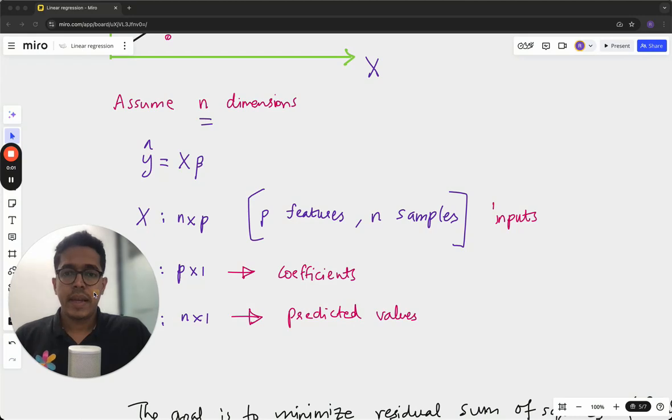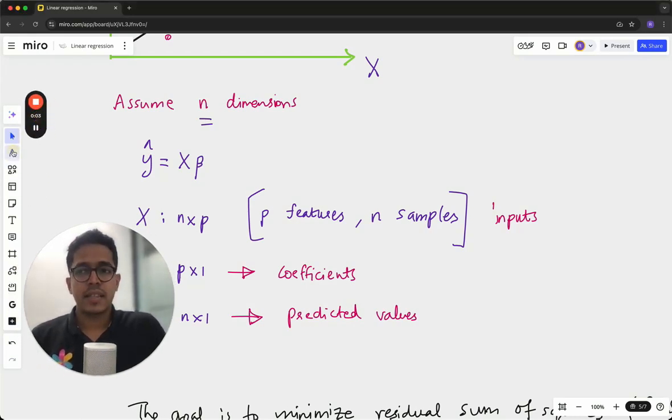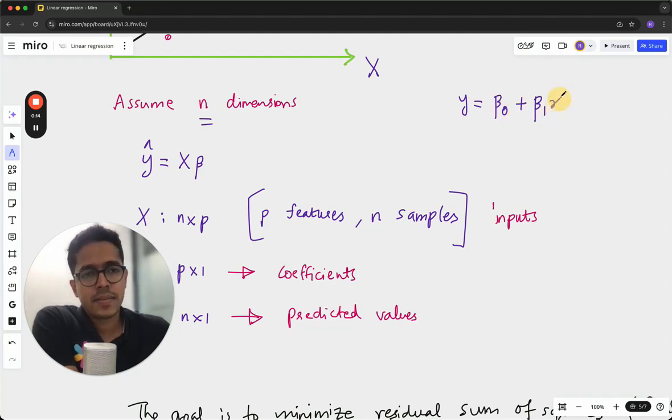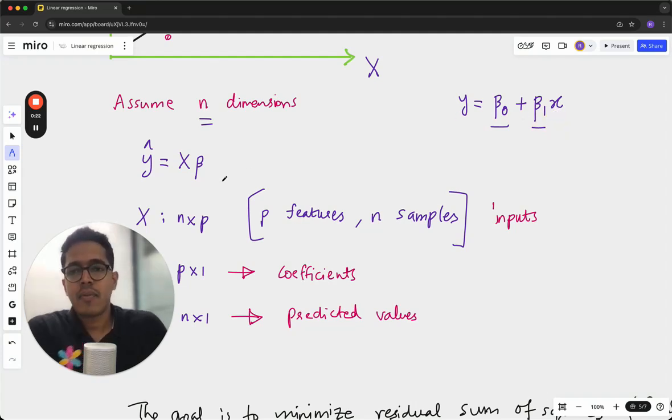Now let's see how we can represent all of this as matrix multiplications. We know that if we had a straight line, we have y equal to beta naught plus beta 1 x. So there are actually two terms, one is beta naught and one is beta 1. Now the question is, why have we written something like this? Y predicted equal to x times beta.